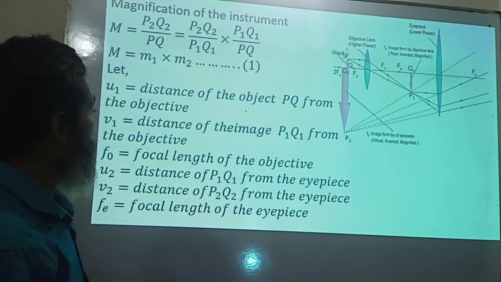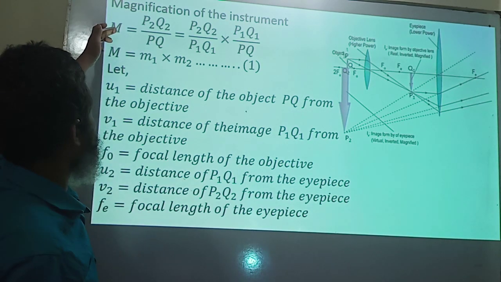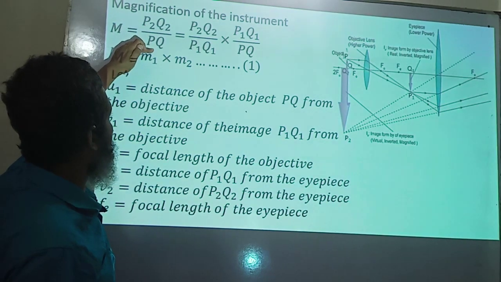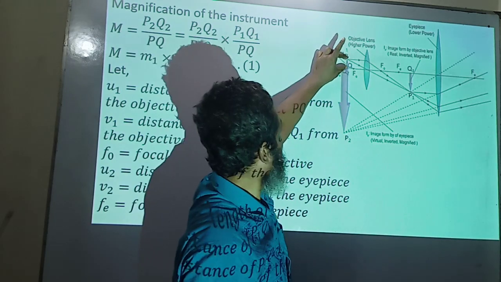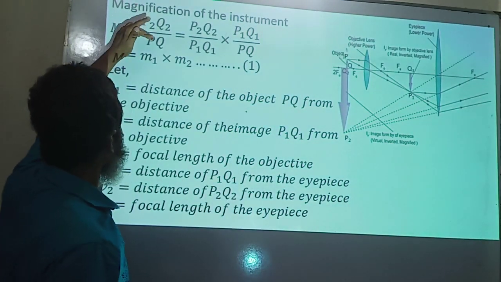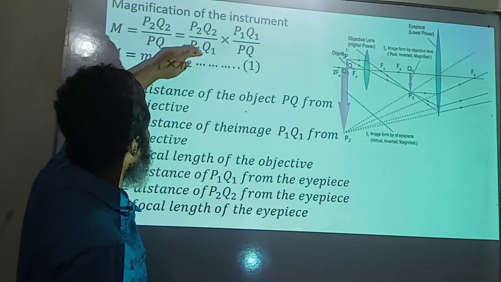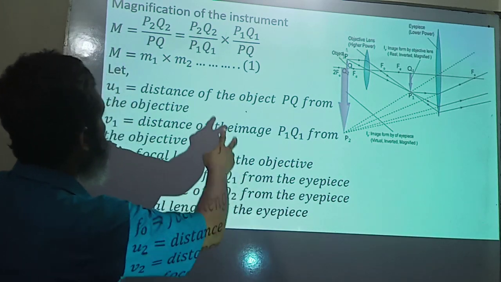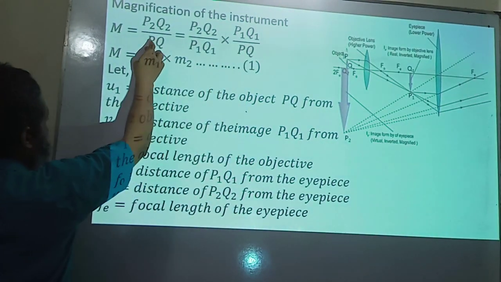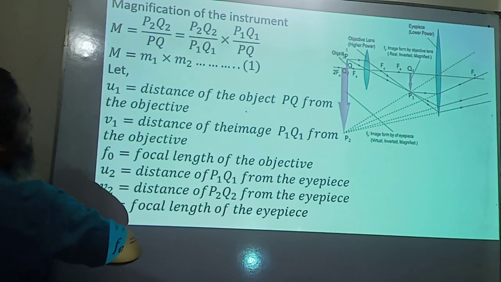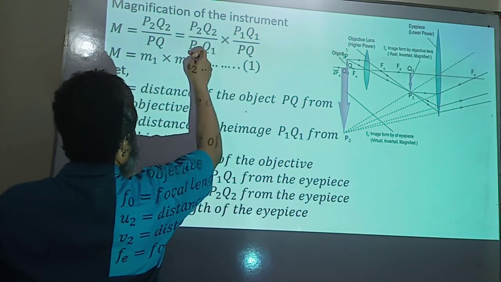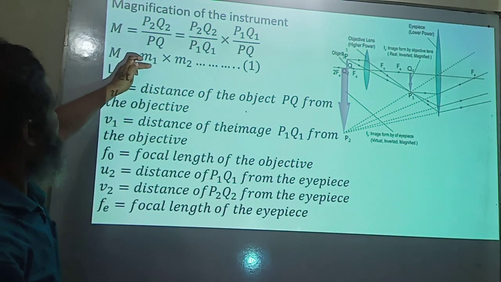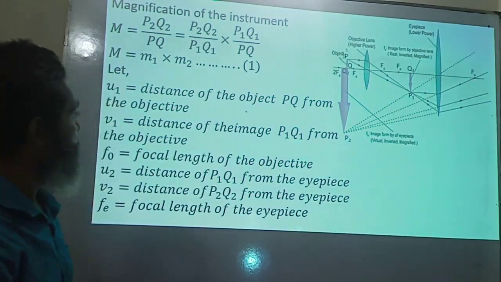Here the magnification is M. Magnification is equal to the length of the final image P2Q2 divided by the length of the initial object PQ. So P2Q2 by PQ is equal to P1Q1 by PQ into P2Q2 by P1Q1. Here P1Q1 by PQ is the magnification at the objective, and P2Q2 by P1Q1 is the magnification in the eyepiece. So M is equal to small m1 into small m2, that is equation number 1.